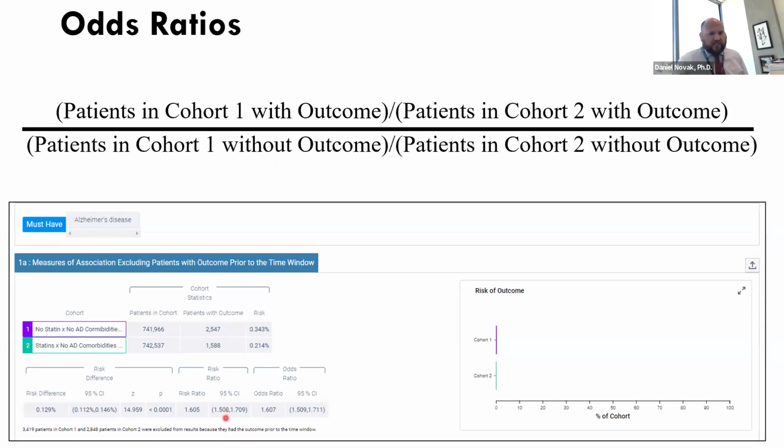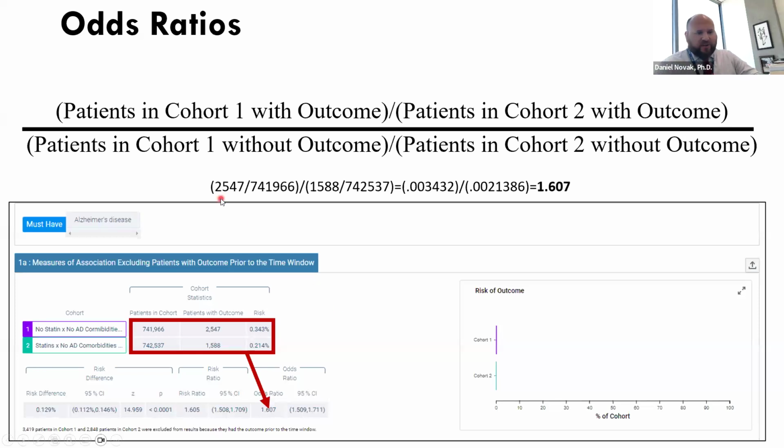There's your risk difference box there. Odds ratios are similar. They can be thought of similarly as we talked about a moment ago, but the math is a little more, we're going from first grade math to third grade math. But basically, your patients in cohort 1 with the outcome divided by patients in cohort 2 with the outcome, you divide those by each other, and then you divide that by the patients in cohort 1 without the outcome and patients in cohort 2 without the outcome. And what this produces for you is your odds ratio. It's the likelihood of an event occurring right there. And it's sometimes similar to the risk ratio, though sometimes the values can be a little different.